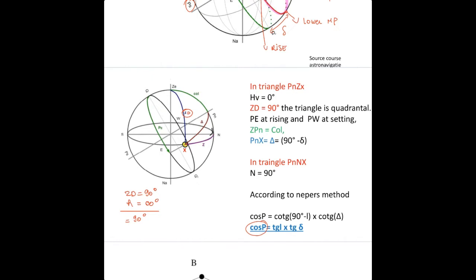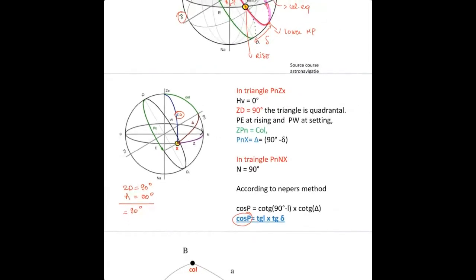We see that the sun always rises in the east, so our polar angle will be east when the sun rises, and it will be west when the sun sets. The sun always rises in the east and sets in the west, excuse me.